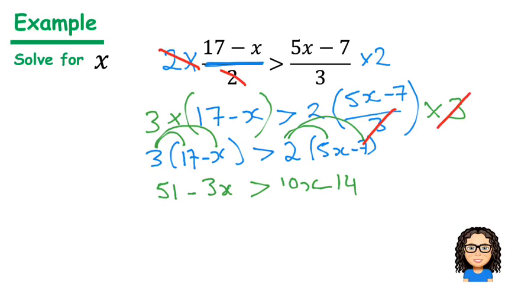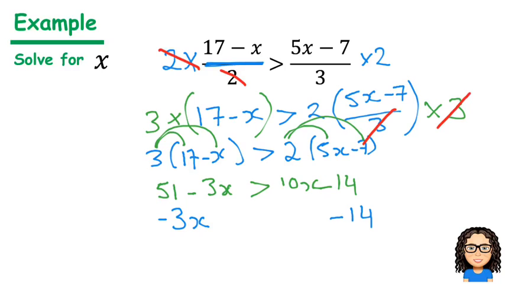Okay, so far I've only multiplied by positive numbers, so the sign has not changed. And I've expanded out brackets, so again, the sign doesn't change. Remember, we only change the sign if we ever multiply or divide by a negative number. So now let me think what's going to stay. This minus 3x, I want to keep on the left-hand side, and the minus 14, I want to keep on the right-hand side.